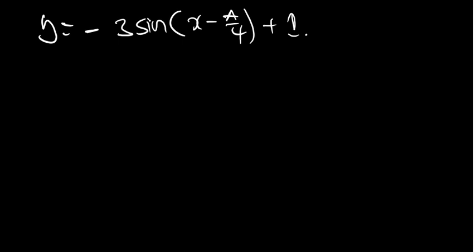What is our amplitude? Let's do fast. Negative 3. You get the absolute value, 3. The period.